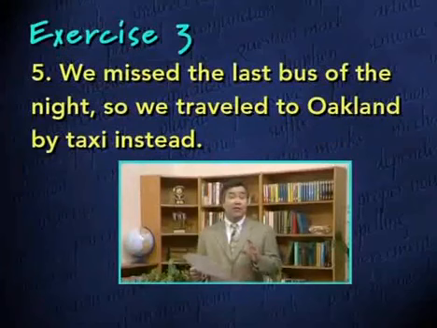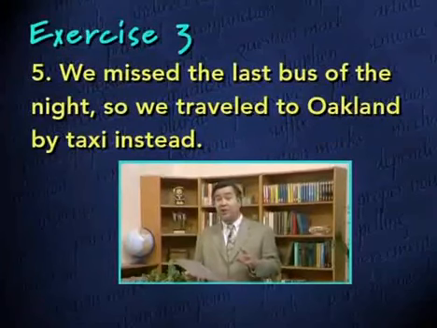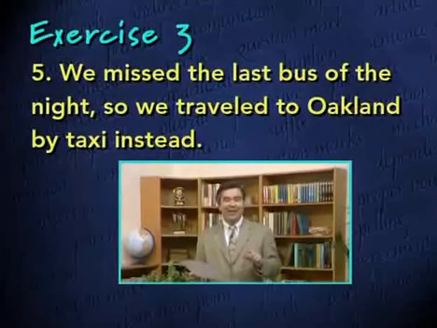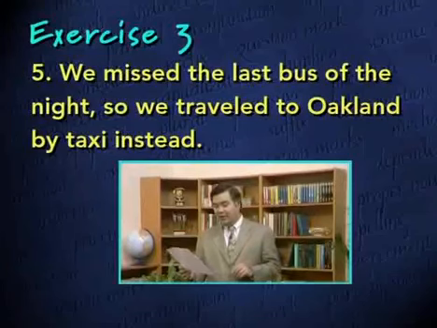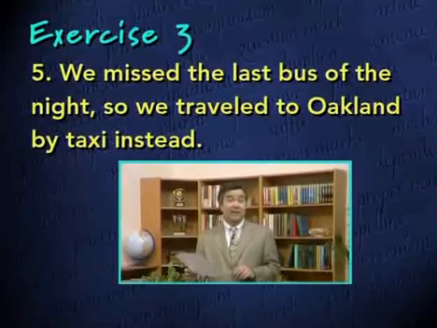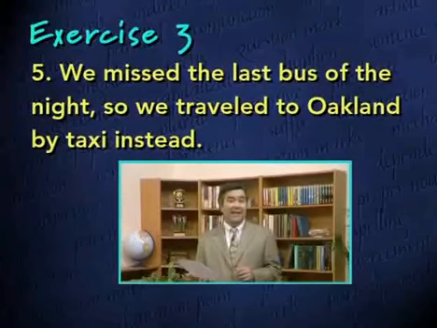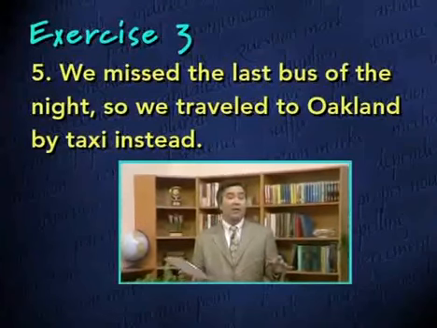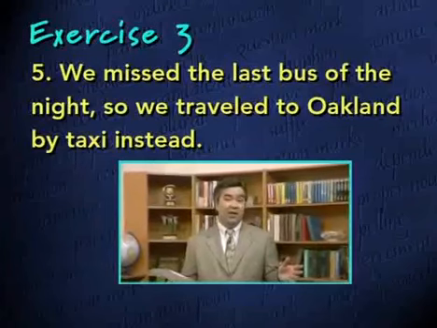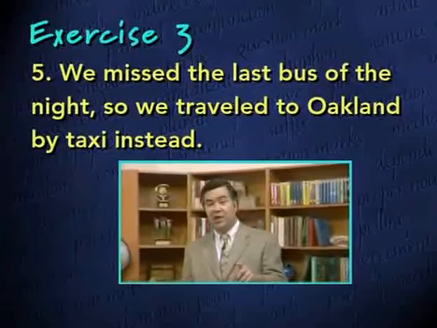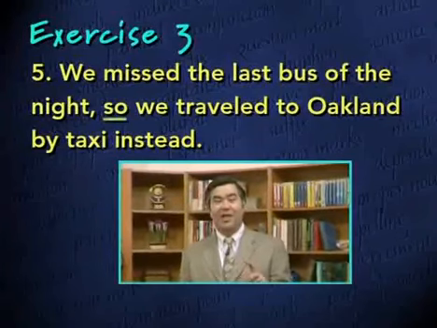In this sentence, we have two independent clauses joined by a coordinating conjunction. The first clause is, we missed the last bus of the night. The second clause is, we traveled to Oakland by taxi instead. Both are independent clauses because each could stand alone as a sentence. The two clauses are linked by a coordinating conjunction.